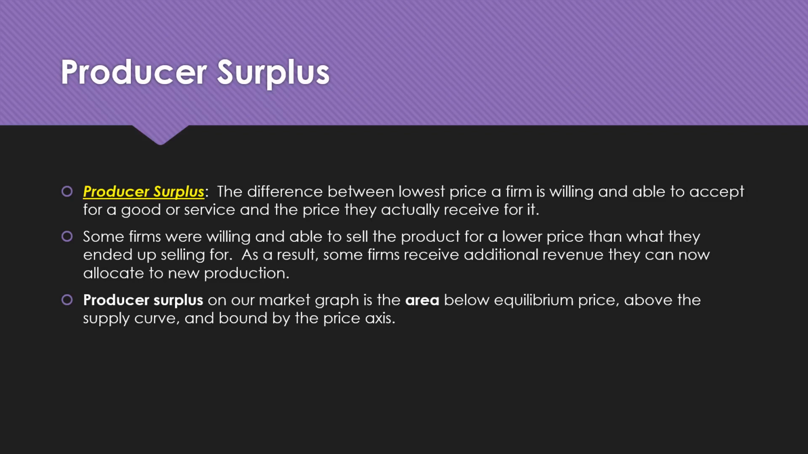Now we can look at it from the perspective of the firm. The firm can also benefit from market equilibrium because there could be a situation where the firm was willing to sell the product at a lower price than they actually ended up selling it for. And so that firm is getting additional revenue that they otherwise would not have gotten if they only charged the lowest price they were willing to accept. So the definition of producer surplus is the difference between the lowest price a firm is willing and able to accept for a good or service and the price they actually receive for it.